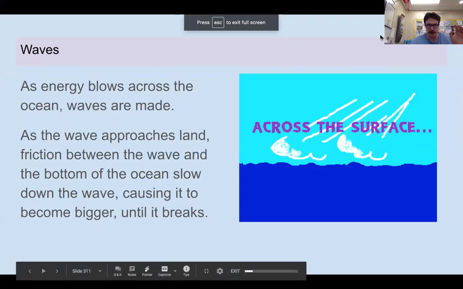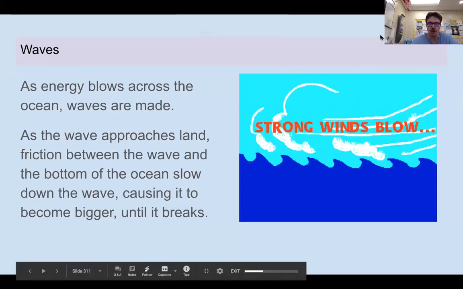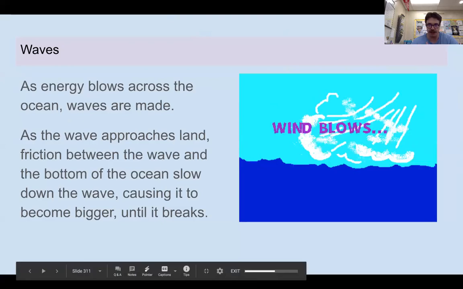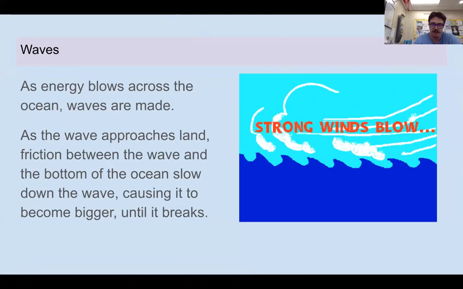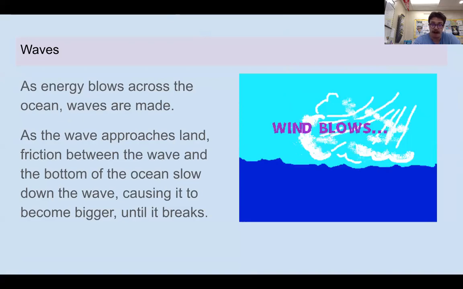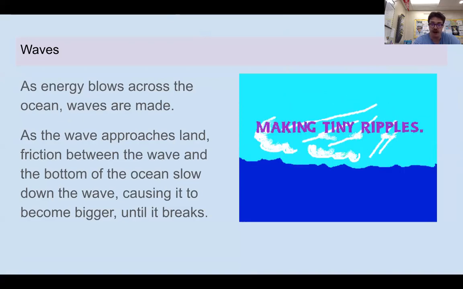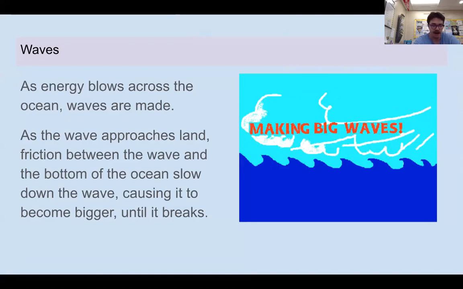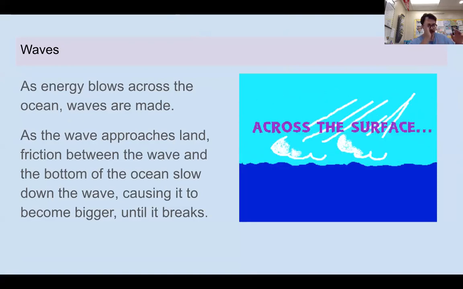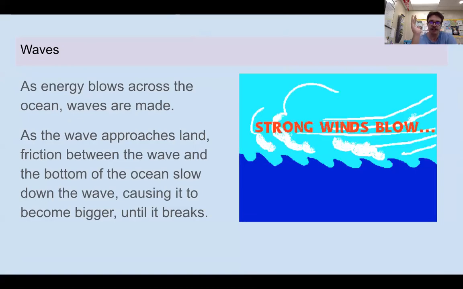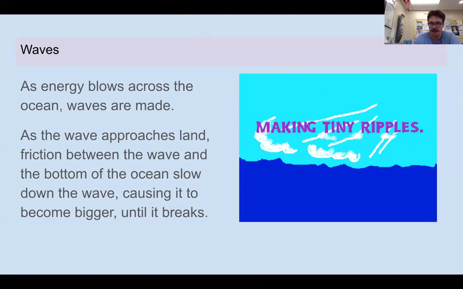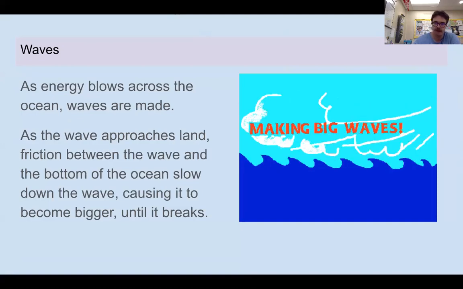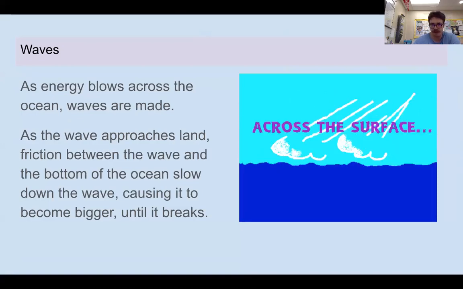As I just showed you guys, as wind blows across the ocean, waves are made, with energy in the form of wind. As the wave approaches land, friction between the wave and the bottom of the ocean slows down the wave, causing it to become bigger until it breaks. There's an increased amount of friction because there's more and more water piling up on top of itself. If you watch this GIF, it explains what happens.